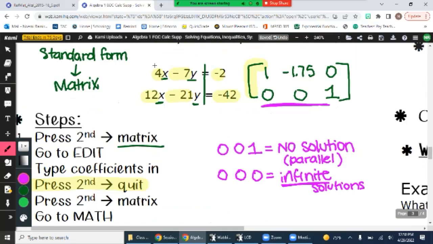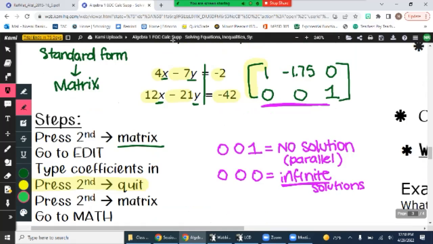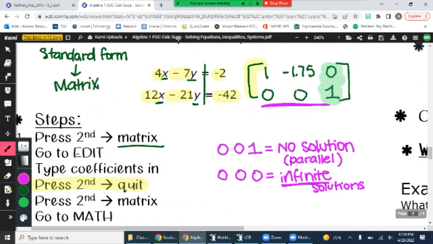Now, other than that, if you do not see a 0, 0, 1 or a 0, 0, 0, you keep the numbers at the very end, and they will represent your X on the top and your Y on the bottom. So you would keep the 0, 1, but we're not going to do that because we did get 0, 0, 1. It could be a 2 and a 3, and it's ordered pair 2, 3. That's where they cross. Okay, questions? All right.